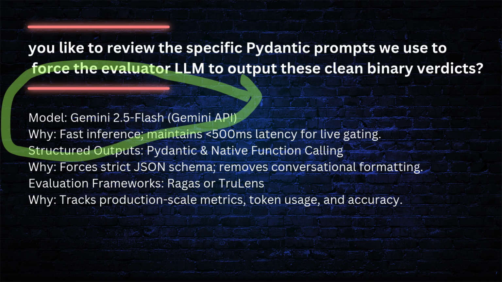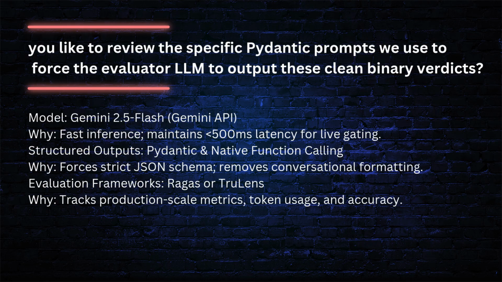One can use Google's Gemini 2.5 Flash via the Gemini API because its fast inference speed keeps latency under 500 milliseconds for live gatekeeping. It also provides structured output, as I rely on Pydantic and native Gemini function calling to force the model to respond strictly in a structured JSON schema, entirely eliminating loose conversational formatting. And for production scale, one can wrap this logic in open source tools like Ragas or TruLens to track latency, token consumption, and rolling accuracy metrics.